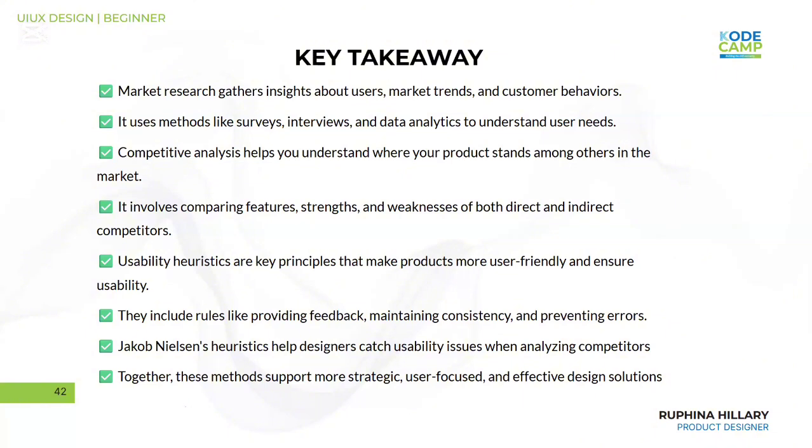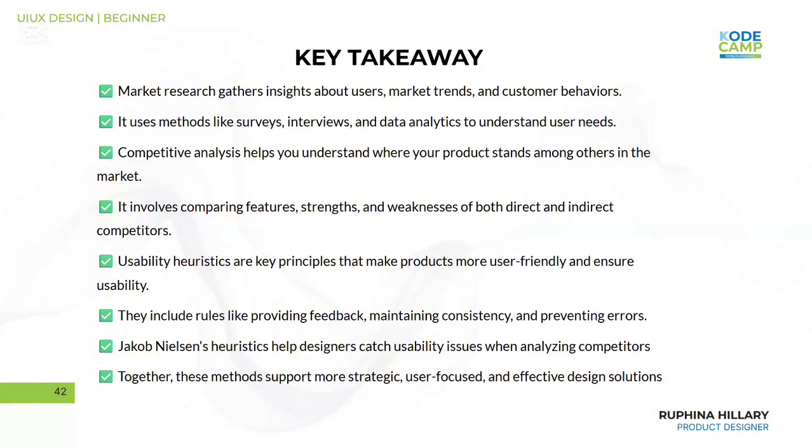Like, do they offer feedback? Are they maintaining consistency? Are there options to prevent errors? Most of the time, when we're using an application and we are frustrated, it's most probably because they are failing at one of these. So the next time we are frustrated with an application, try to identify what is causing the frustration. Is it something that we can link to these principles?